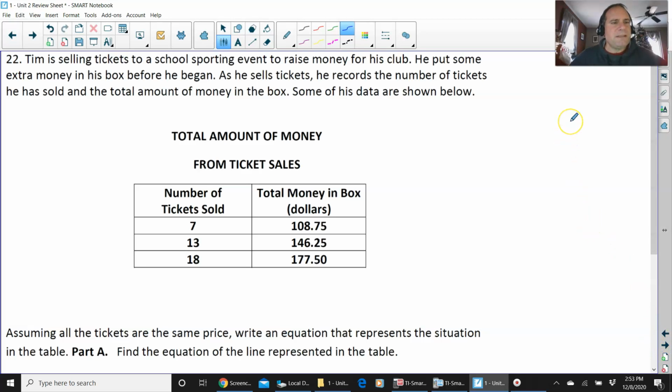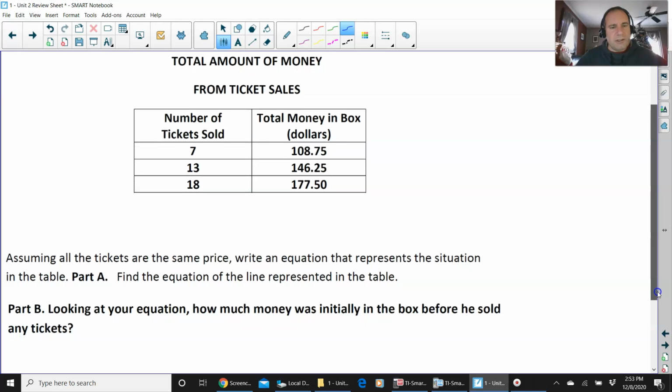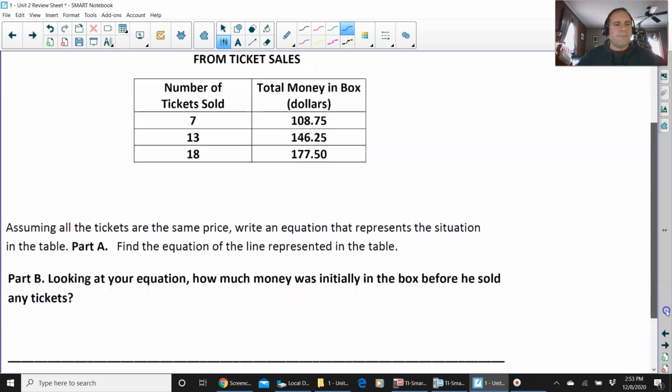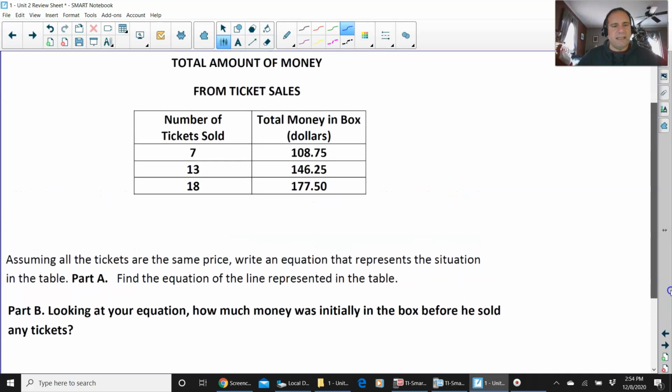Number 22, Tim is selling tickets to a school sporting event to raise money for his club. He puts some extra money in his box before he began. As he sells tickets, he records the number of tickets he sold and the total amount of money in the box. Some of his data are shown below. So this is what they give us. Assuming all tickets are the same price, write an equation that represents the situation. In the table, part A, find the equation of the line represented in the table. Looking at your equation, how much money was initially in the box before he sold any tickets?